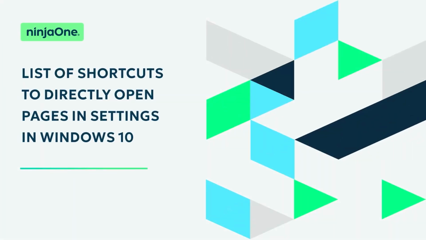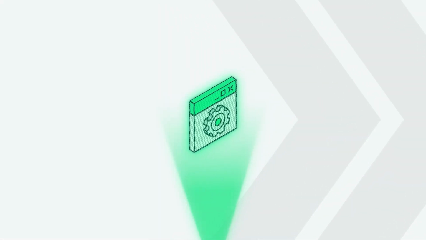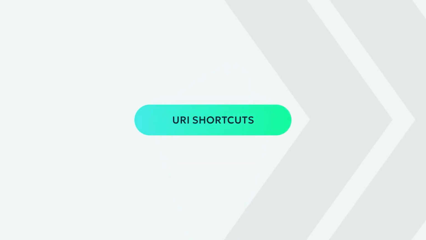List of shortcuts to directly open pages in Settings in Windows 10. Are you constantly digging through layer after layer of Windows menus just to tweak a single setting? Say hello to URI Shortcuts, a built-in Windows feature that lets you jump straight to specific settings pages with just a simple command. In this video, we'll show you exactly how they work.